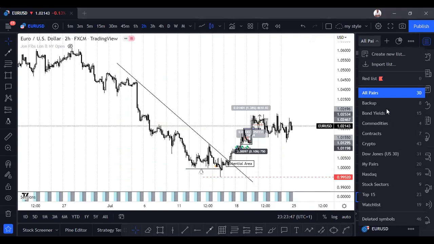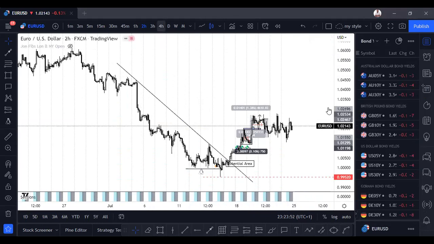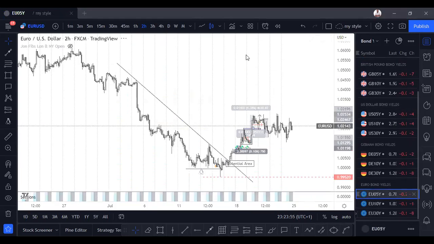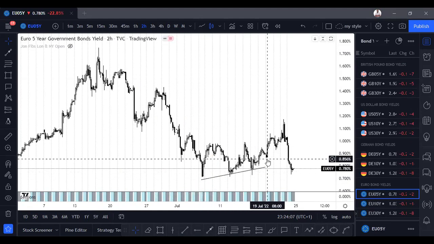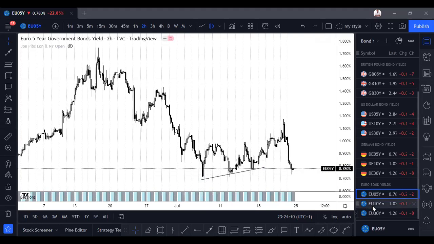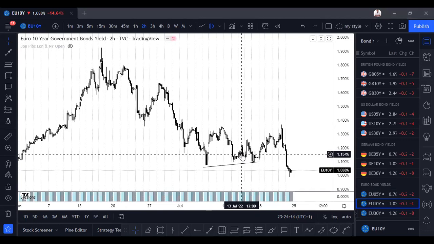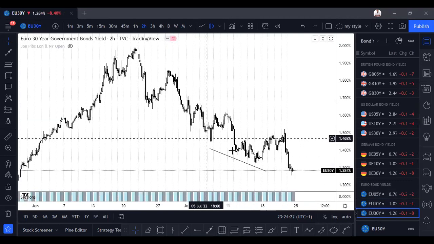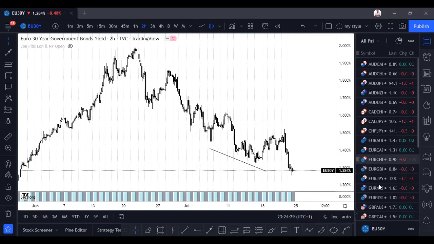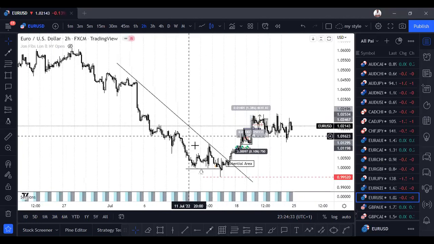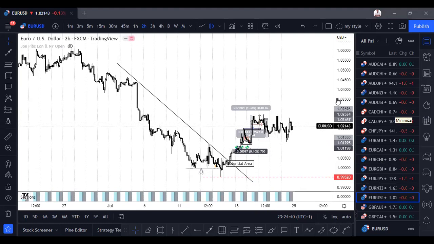Now, look at the euro divergence. This is euro bond yields. Let me open the euro bond yields. Okay. Now, this is the 5-year bond yield. You can see how the 5-year bond yield made a high. The 10-year bond yield made a high. But look at what happened. The 30-year made a low. And you can see that was what sponsored the EURUSD push.